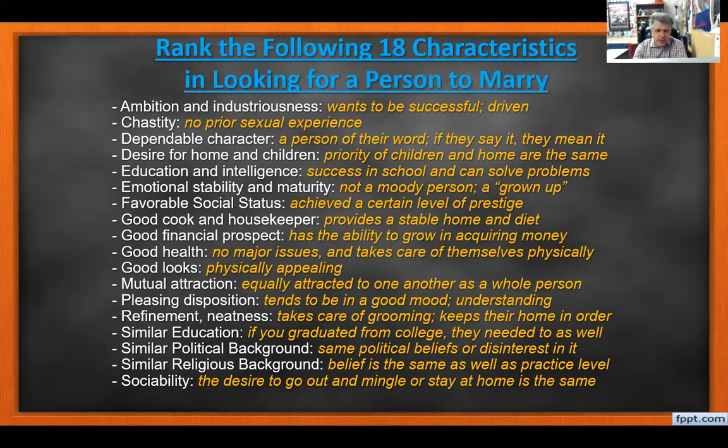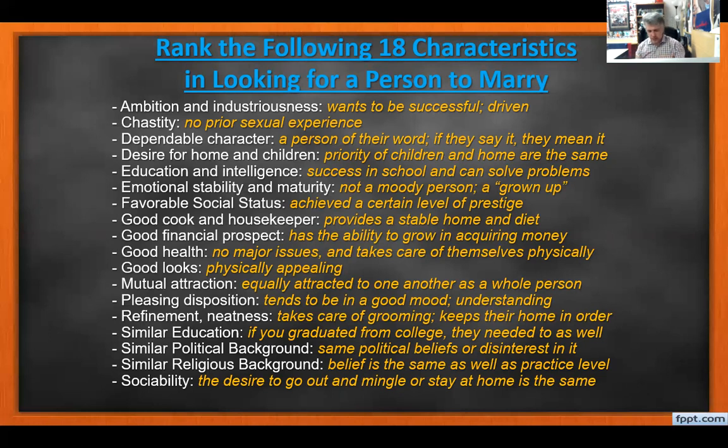And they were asked to rank these. How important are these in looking for a mate, looking for a partner? How important is it that the partner has these characteristics? And put them in one of three categories. If it's 1 through 6, it's a deal breaker. They've got to have it. If it's 13 through 18, who cares? And if it's in the middle, it'd be nice. I mean, if they don't have it, it'd be nice.